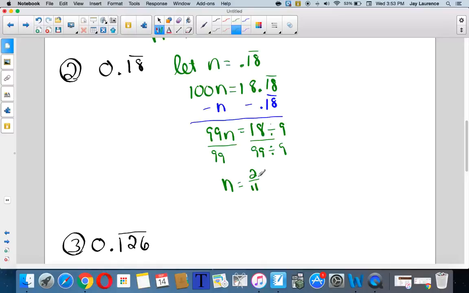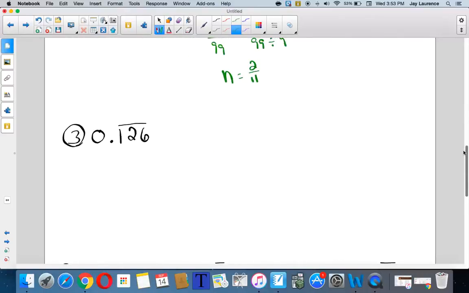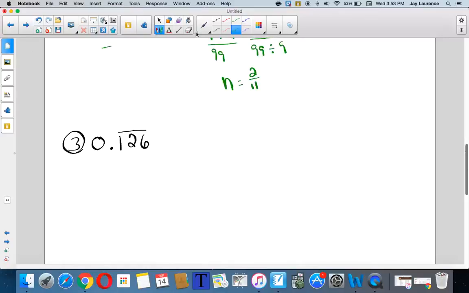Now you should be pausing as you go, okay? So anytime anybody in the group wants to pause, you go ahead. All right, so let's try this one.